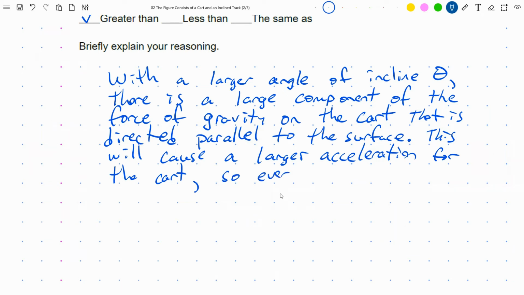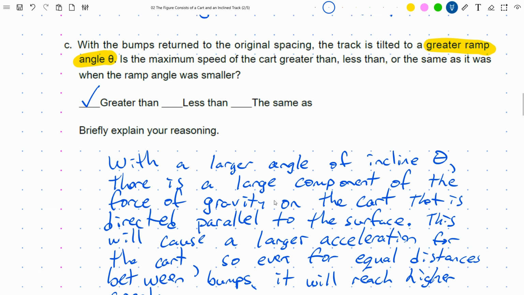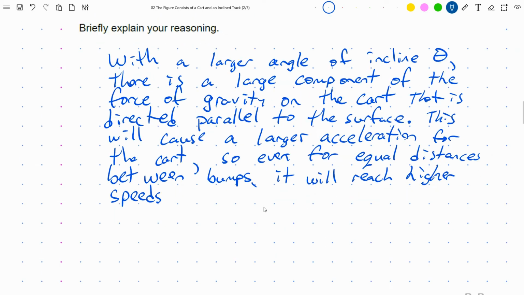So even for equal distances between bumps, it will reach higher speeds. And of course, that was what the question was asking about, right? Will the maximum speed be greater than, less than or the same as before.